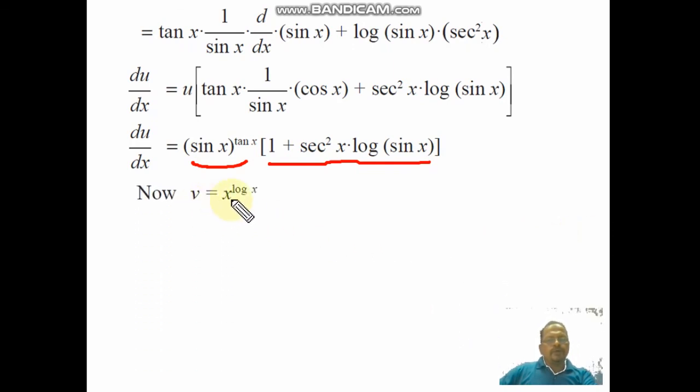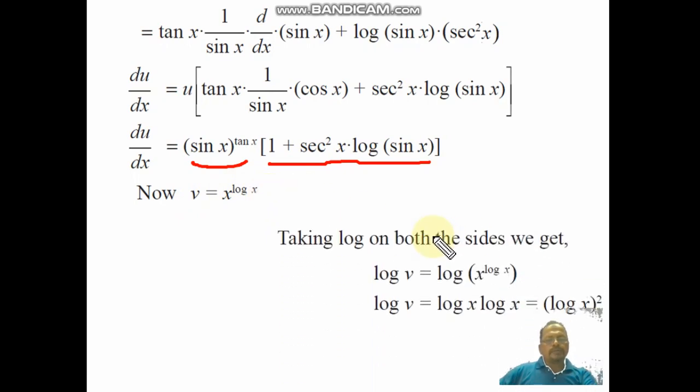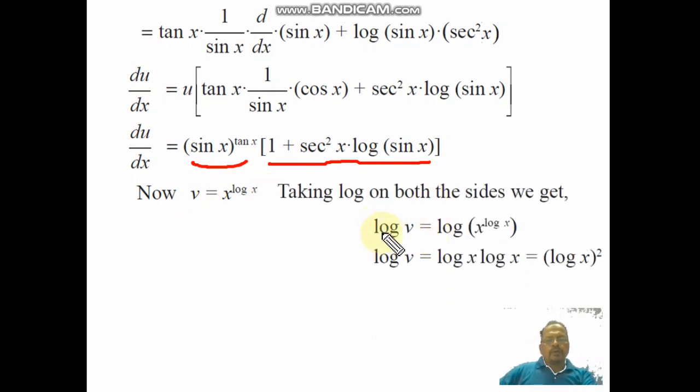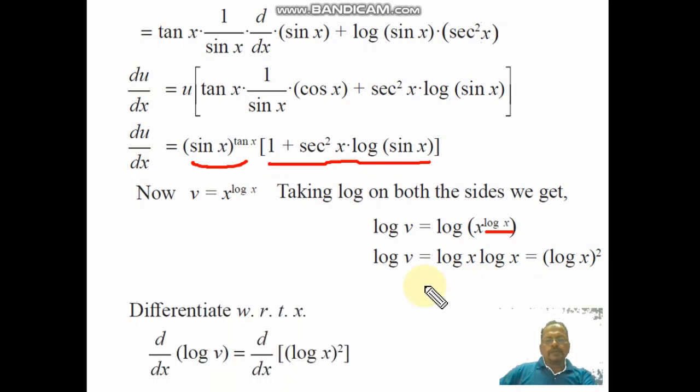Next step, v equal to x raised to log x. Take logs on both sides. You get log v is equal to log of x raised to log x. Take this log x here in the product. So log x into log x, it is log x bracket square. Now use logarithmic differentiation.